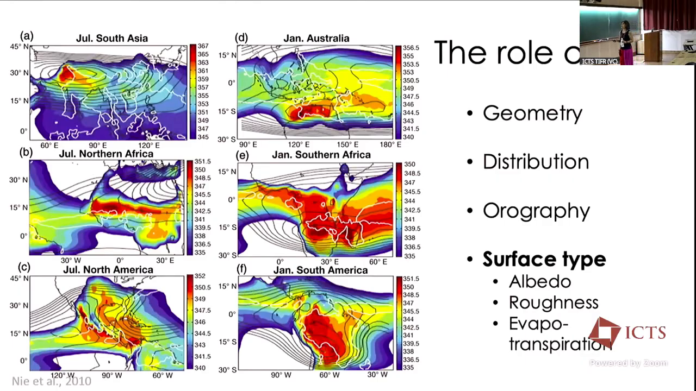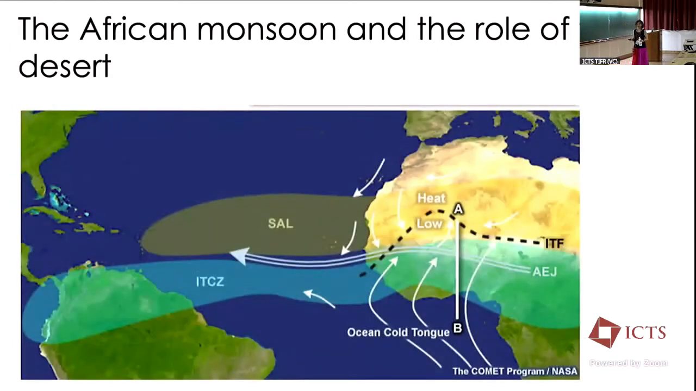Instead, we're going to move on to the surface type. And in particular, we're finally going to get to the African monsoon, because we have this big desert to the north. So what does that do, right?